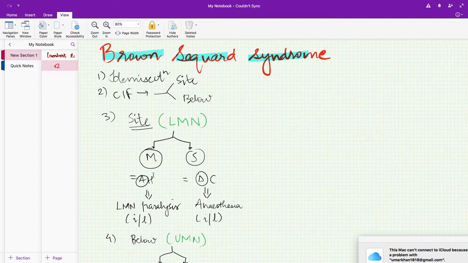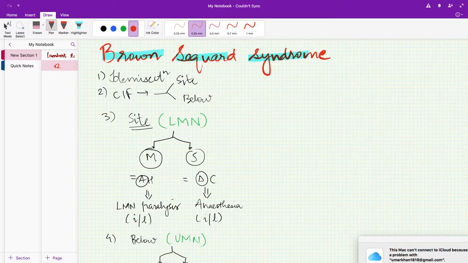In this, we are going to discuss again a very small, short, and sweet topic that is called Brown-Séquard syndrome. Brown-Séquard syndrome is related to the hemisection of the cord. For example, this is the spinal cord, a very rough diagram. So there will be a hemisection of the cord on one side.